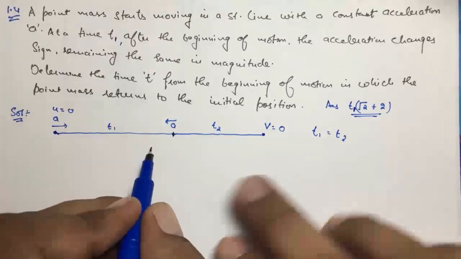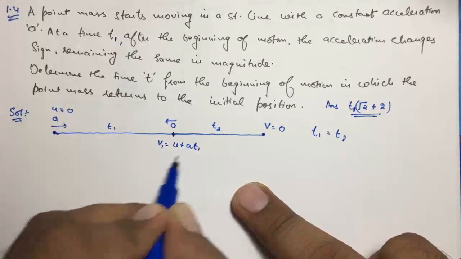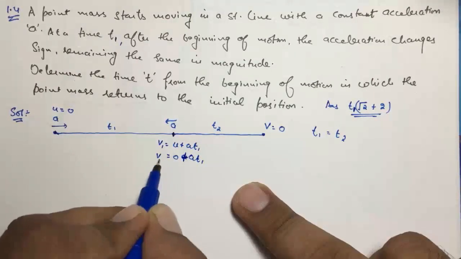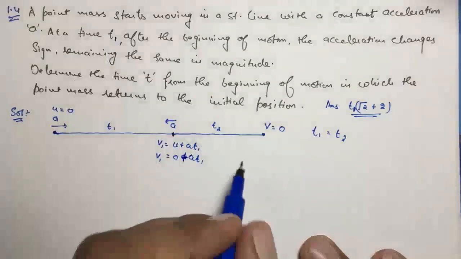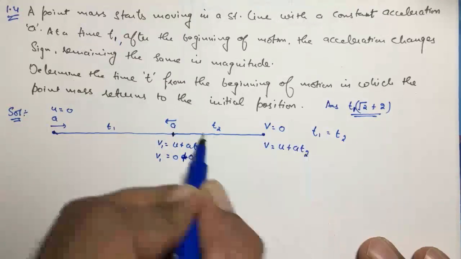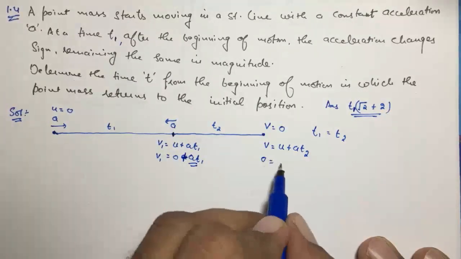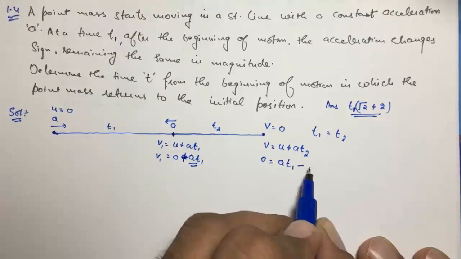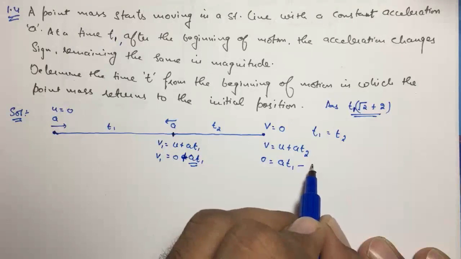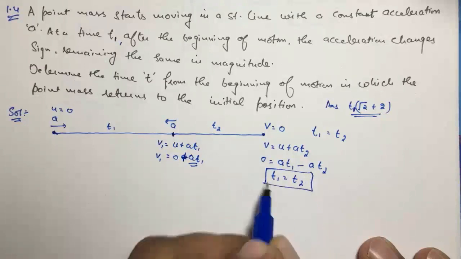So how can we solve it? Let's say here we have a velocity v1. v1 is equal to u plus a t1. u is 0, so the final velocity is a t1. So here we have the velocity a t1. Now here we can say v is equal to u plus a t2. Suppose this time is t2. Final velocity is 0. Initial velocity is this velocity, a t1, minus, because acceleration is opposite to the direction of velocity, a t2. So we can say t1 is equal to t2 from this position.